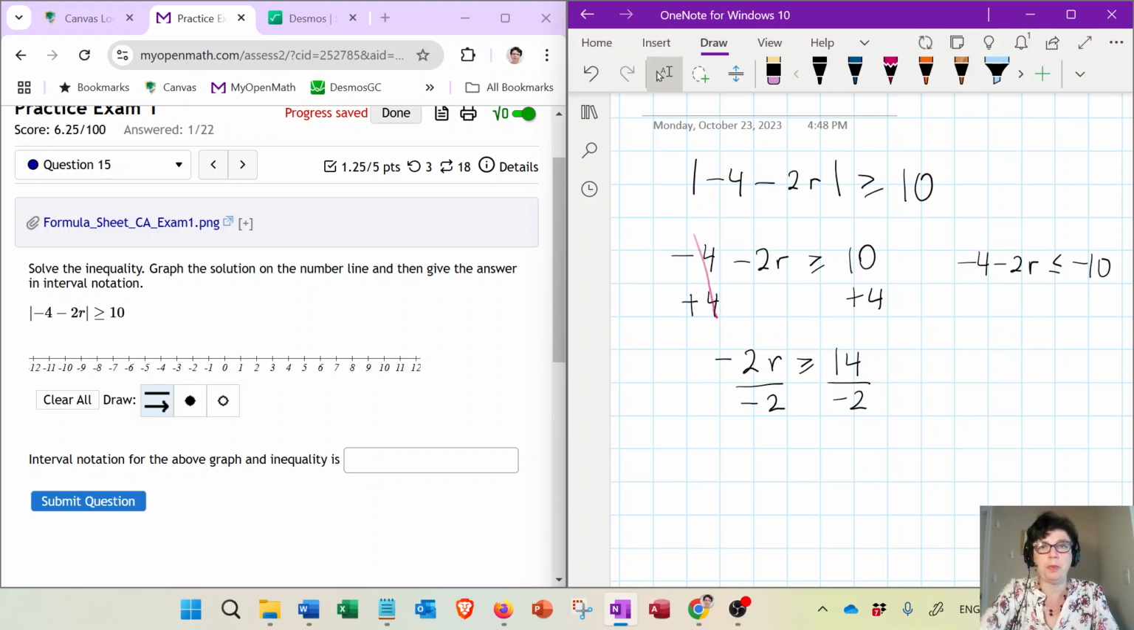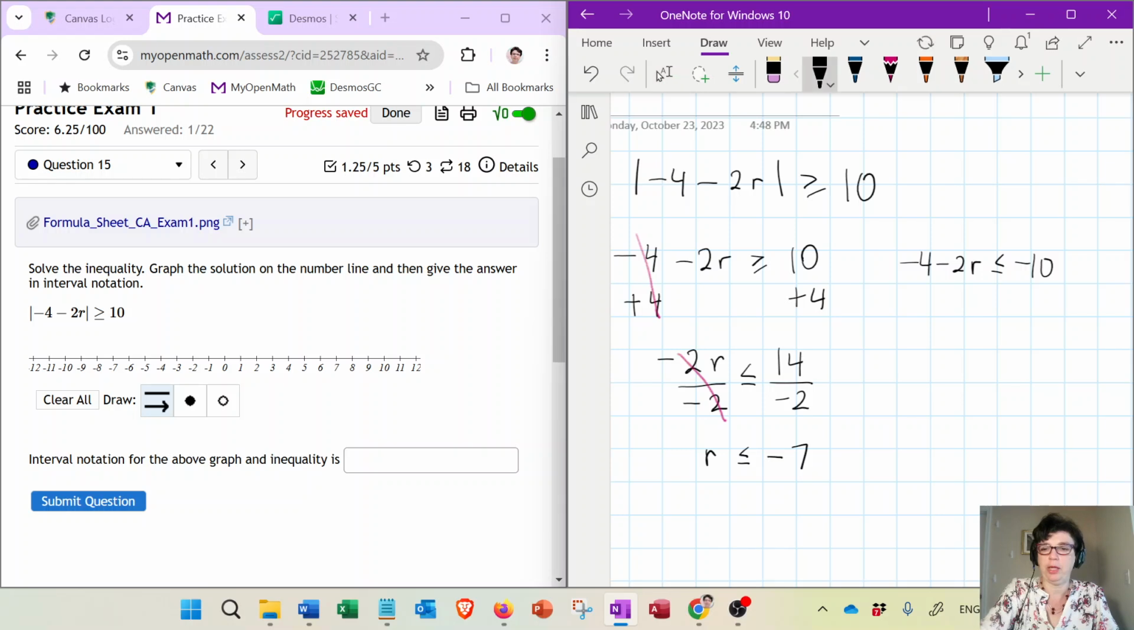When you add or subtract, nothing changes, whether it's negative or positive. But when you are dividing by a negative number, the inequality sign will flip. So you need to remember that. If you are dividing both sides by negative 2, instead of greater than or equal to, you're now going to get less than or equal to. So here negative 2 will cancel, so that's just going to become r, less than or equal to 14 over negative 2, which is negative 7. So that's the first part.